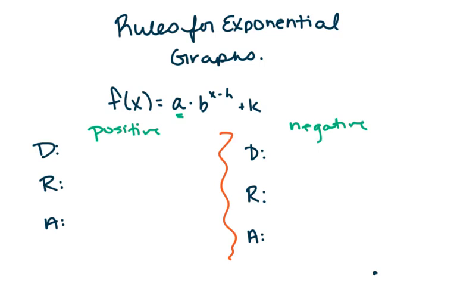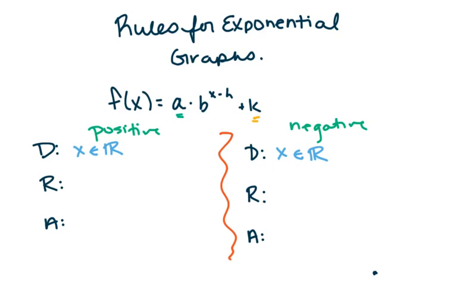So either way, if you're looking at your 8.1 assignment, you should notice that every single one of your domains is always going to be all real numbers, whether your A value is positive or negative. So that rule doesn't have an effect on it. Your range, though. Your range was always either a number to infinity or from negative infinity to a number. And you should notice that number was always affected by the K value because that was your vertical shift.